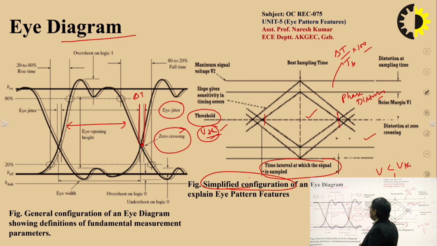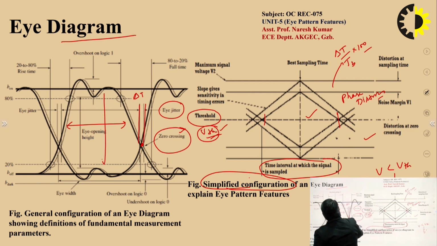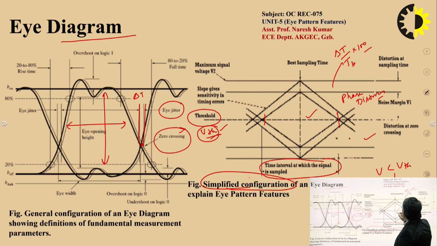Another important feature in the eye diagram is height of the eye. Okay, so this is the eye height. So this is the time interval in the width where the sample can be taken. But what is the best point, the best sampling time? So in the system, best sampling time is when the height of the eye diagram is maximum. So when the height is maximum at this point, this is the best sampling time.